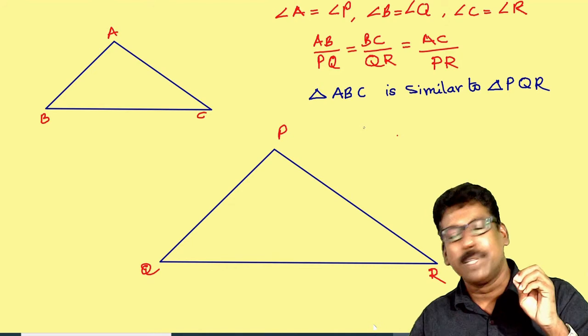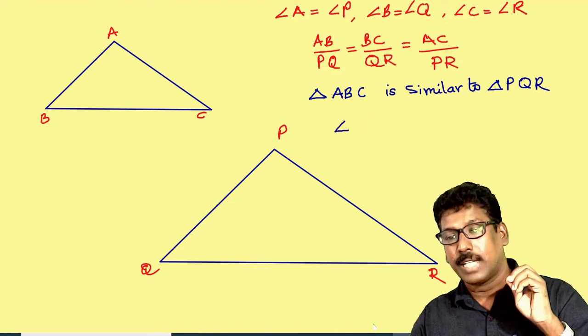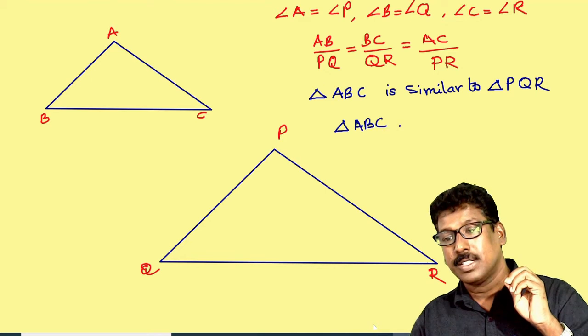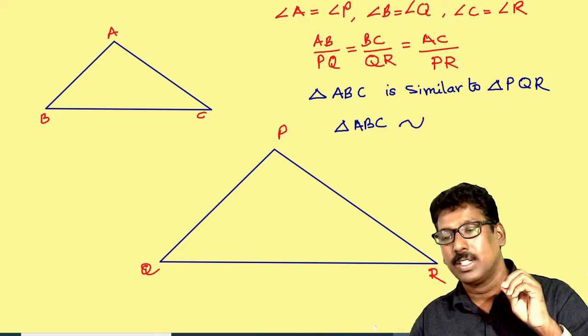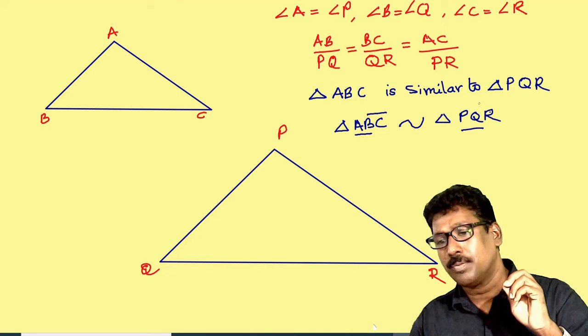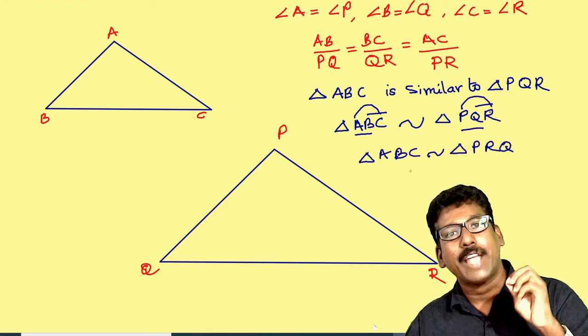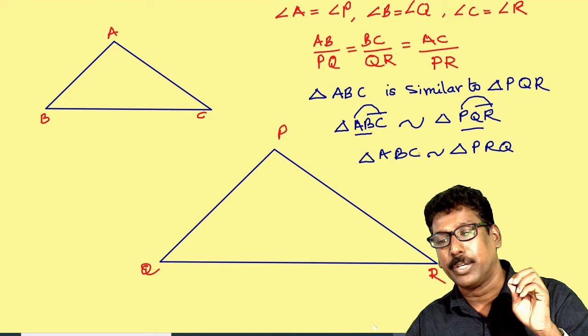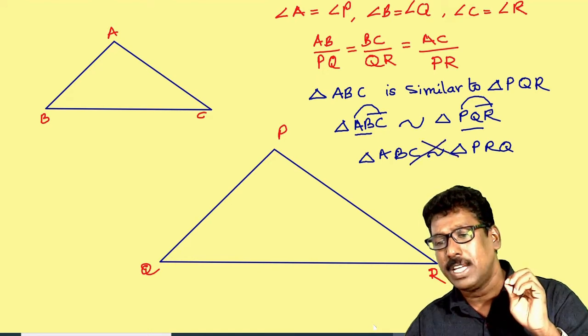Now this can be represented symbolically, and this symbol is used: triangle ABC similar to triangle PQR. Here, side AB corresponds to side PQ. Similarly, side BC corresponds to QR and AC corresponds to PR. So, this order is also very important. If you do not write triangle ABC similar to triangle PQR in this order, it will not be similar.